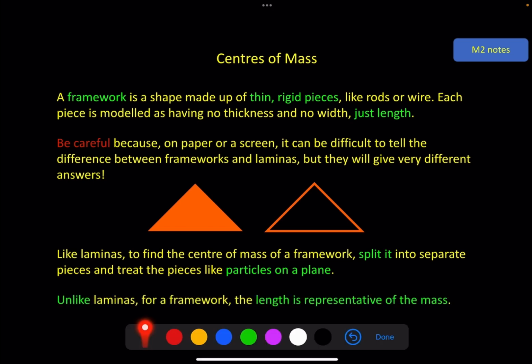But unlike laminas, for a framework, we're not using area because they're considered to have no width, so they don't have area, which again is a model. That's not a realistic thing to do in the real world. But as a model, they only have length. So length is going to be representative of mass if it's uniform. That means the longer the rod, the more mass it has. Everything else is very similar.